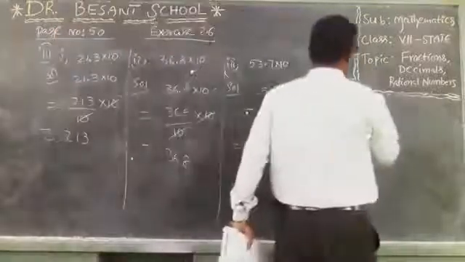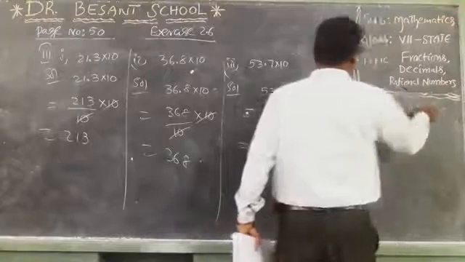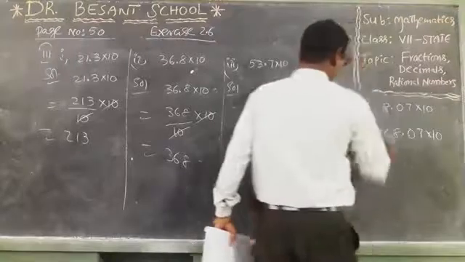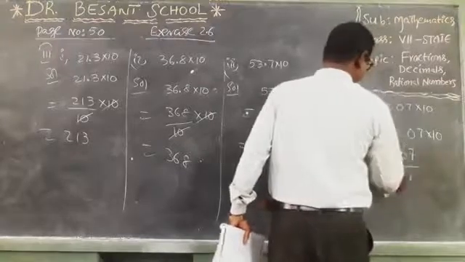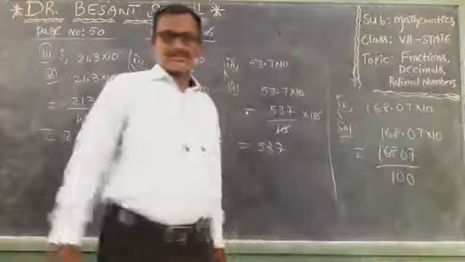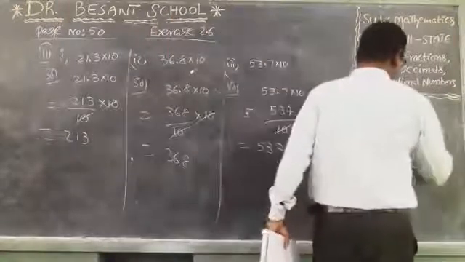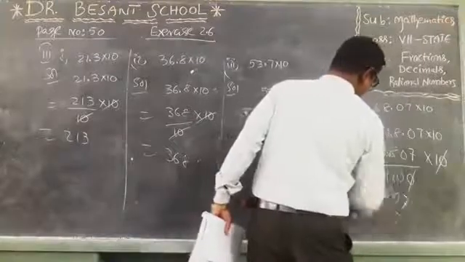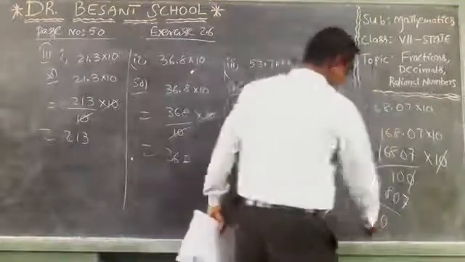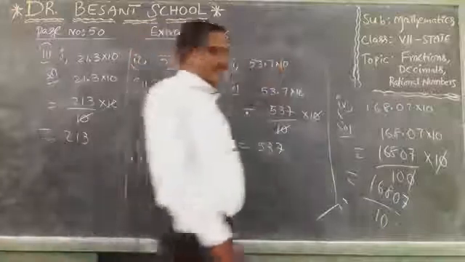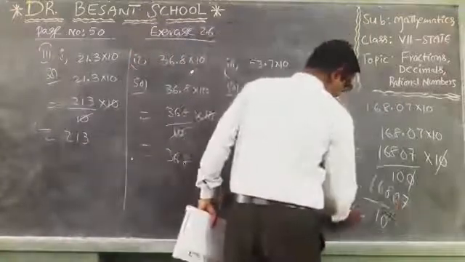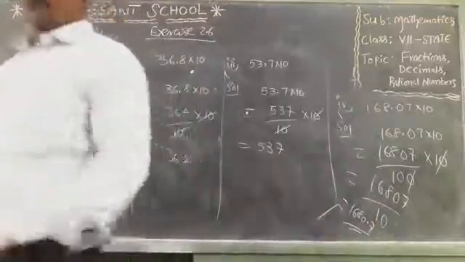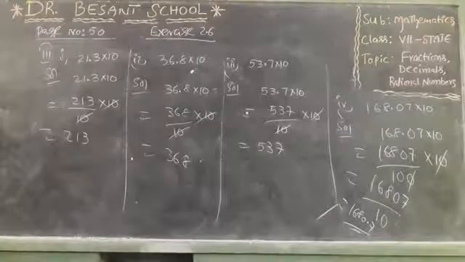168.07 into 10. So this is 168.07 into 10, means 16807 by 100. Why? Because point after two digits is there, by 100, into 10. So 10 cancels, 16807 by 10. After one digit we keep a point. That means 1680.7. Okay children, how are we simplifying?